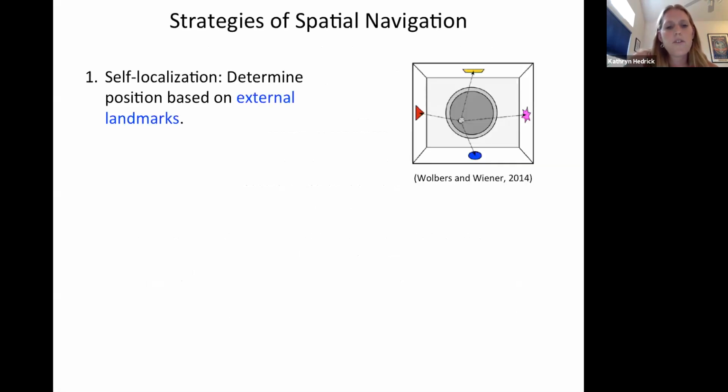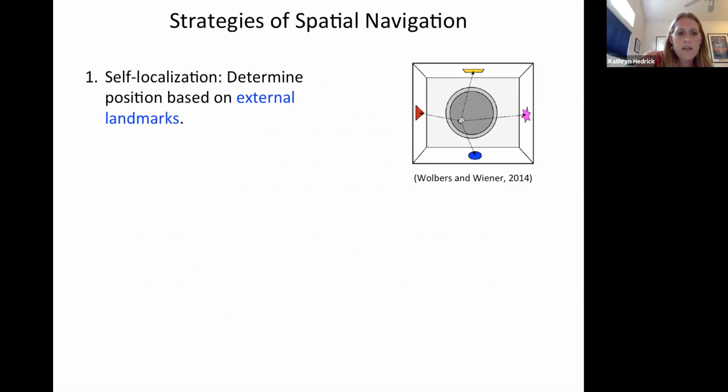So I want you to imagine for a second that you have to navigate from one place to another, and your phone ran out of battery, so you don't have Google Maps. And think about the sorts of strategies you might use. The first might be self-localization: you look around at the landmarks around you and try to think about where you are in relation to familiar landmarks.